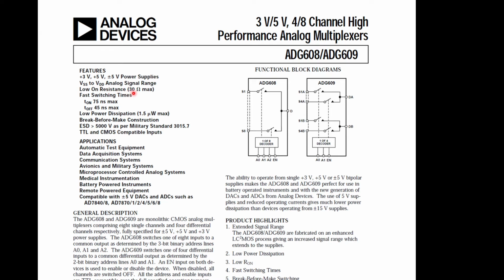Low on resistance, 30 ohms maximum, so when this switch is closed there's only 30 ohms resistance appearing in this route. It doesn't take very long to switch on and off, and it's low power, 1.5 microwatts. Remember the differential amplifier we just looked at was 1.5 milliwatts, and they claimed that was low power. This one is 1.5 microwatts, and they're claiming that's low power, and this is getting closer to being low power. So it's just a fairly standard multiplexer, and it would be fine for our requirements because it's rail to rail and operates on low voltage.